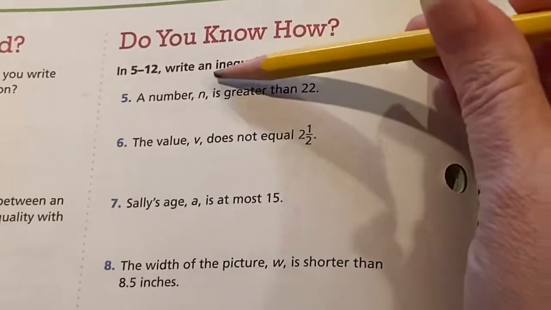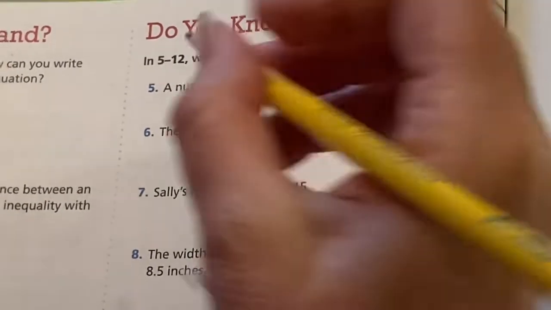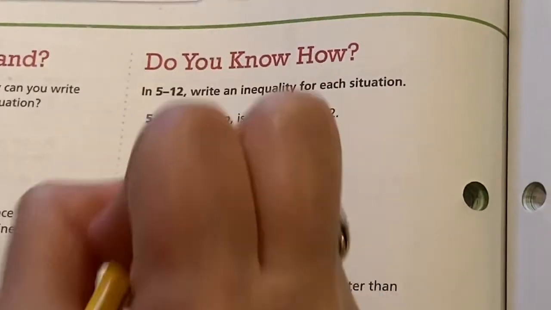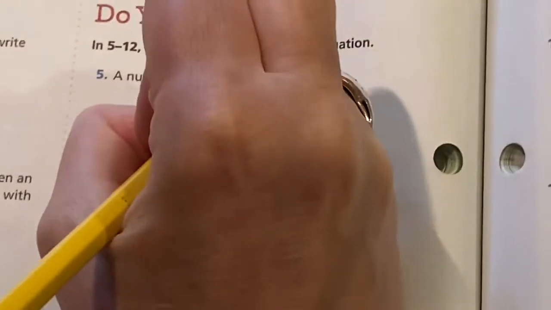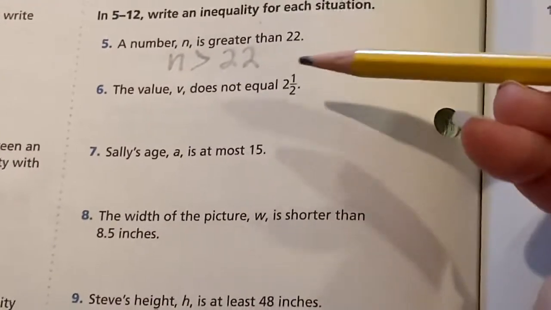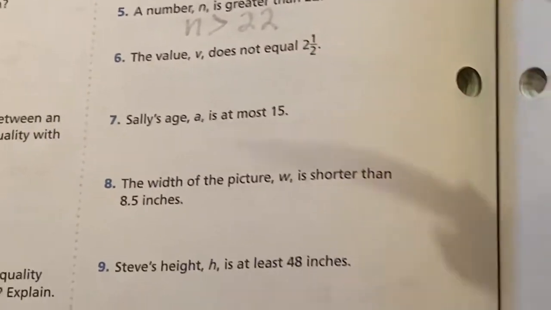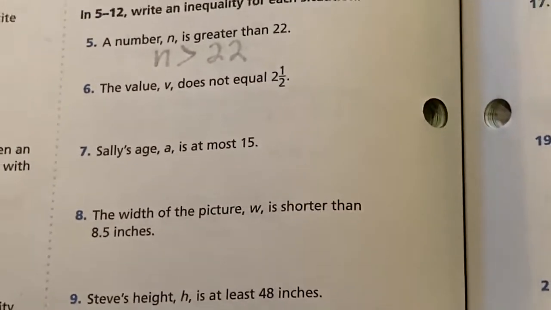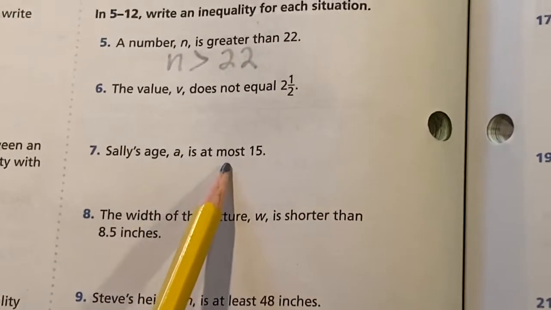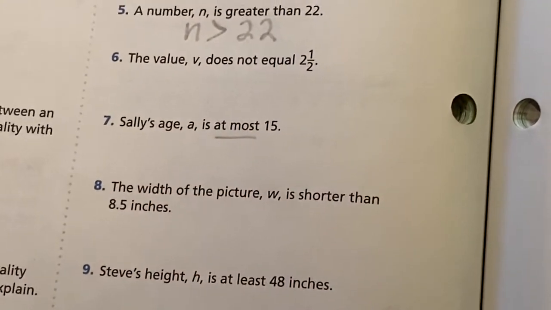So, a number n is greater than 22. How would you write that? You'd write n is greater than 22. Okay? Now go through these others. The value v does not equal 2.5. Sally's age, A, is at most 15. Pay attention to that, at most.